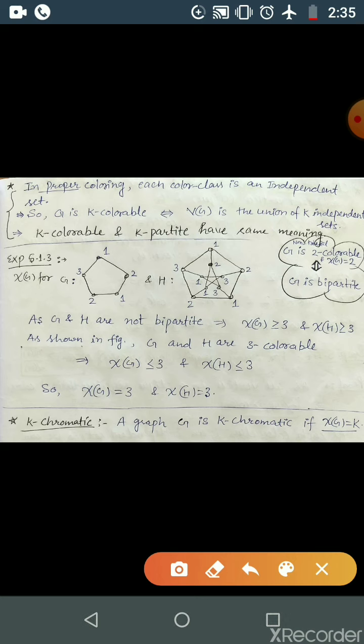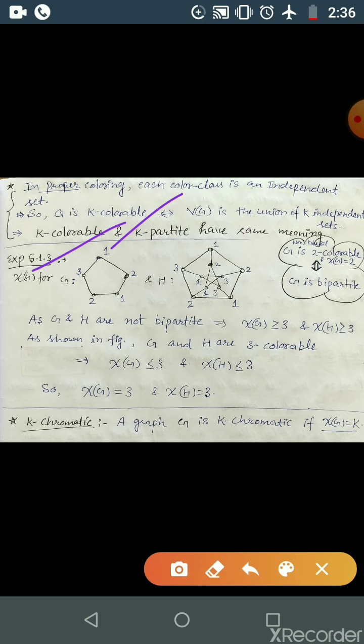Here you can find out the chromatic number χ(G) for this G and H. For C5, we want the minimum k such that C5 is k colorable. C5 is 5 colorable, obviously, but we want to minimize the resource. That's why we will take the minimum number of colors such that this is k colorable, correct? So find k, and that will give you the chromatic number, correct?